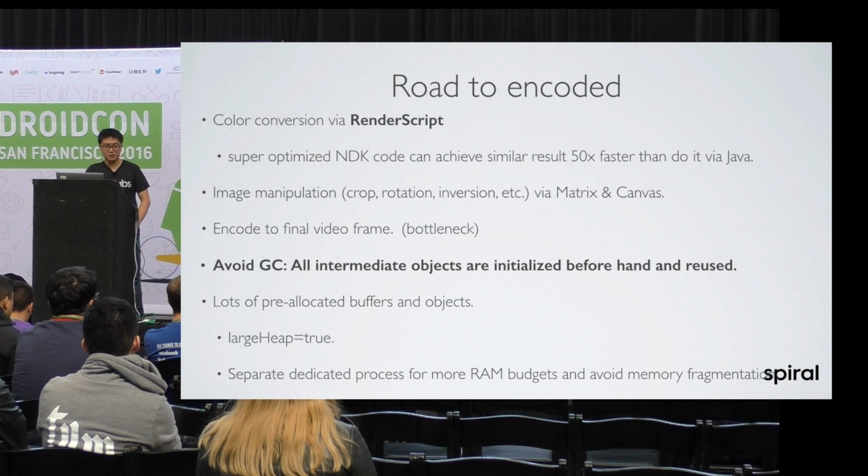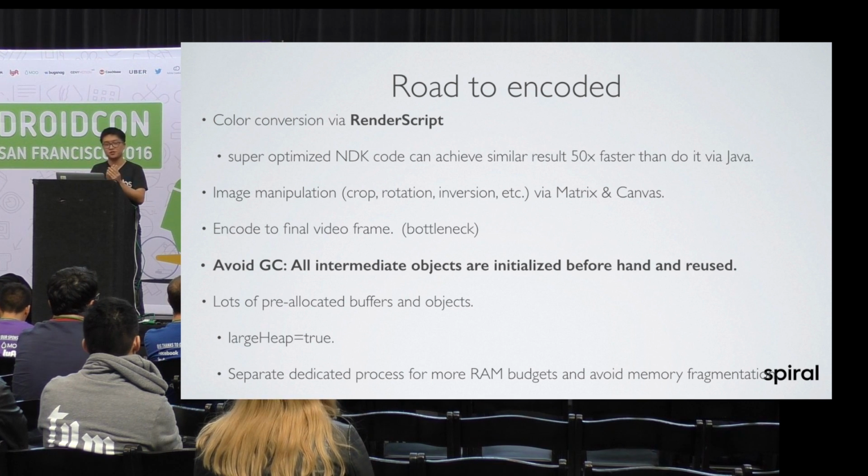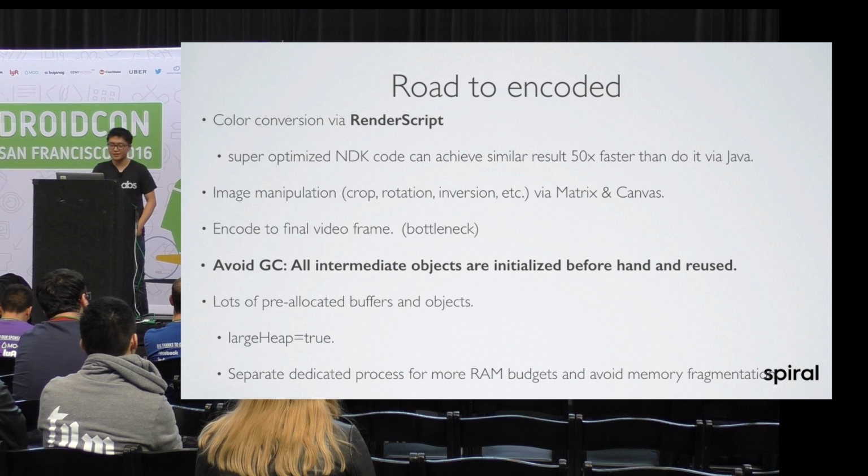When you get the camera frames, you can also do image manipulation during that time. If you want to do any cropping, rotation, inversion, if you're doing a mirror view, or if you have two cameras running at the same time and you want to have both of them recorded at the same time and merge the frames, that's where you can do it. And for that part, it's really easy if you just use Canvas and do some matrix stuff in the standard SDK frame. And then you encode it to the video frame.